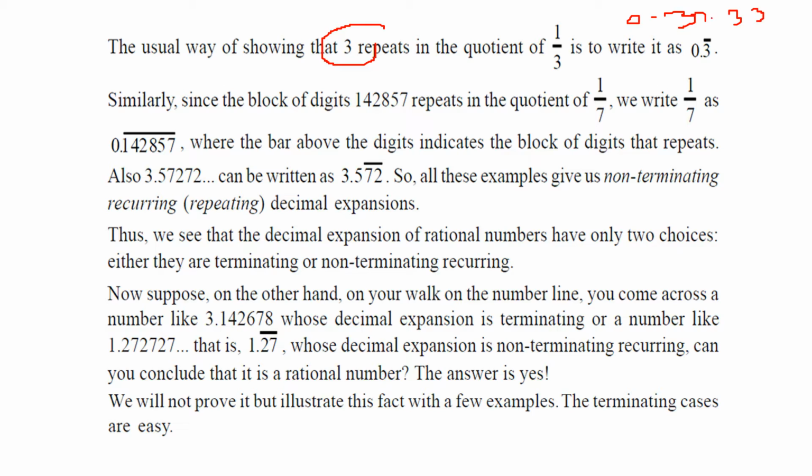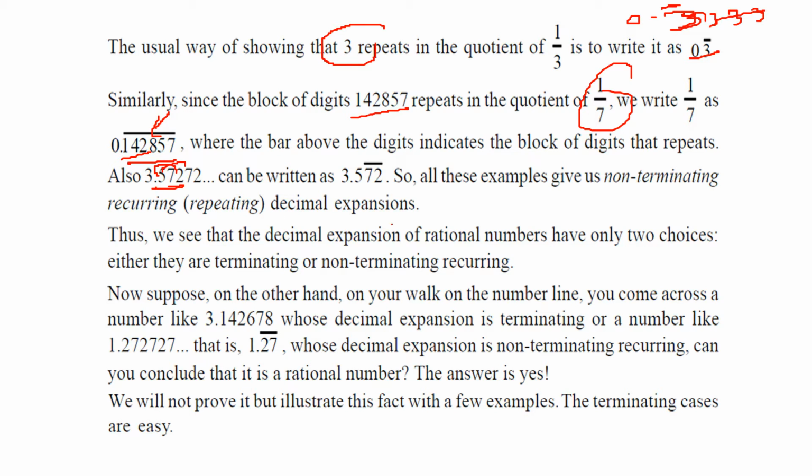So the usual way of showing these 3s repeating is not 0.333333. We stop this and we just put a bar on it, so 0.3 bar. In a similar fashion, 142857 repeats for 1 by 7, so we put a bar on 142857, right? The bar above the digits indicates the block of digits that repeats. In this case, we have 572, right? And then 72 repeats, 7272 repeats. So this is a non-terminating recurring decimal expansion.